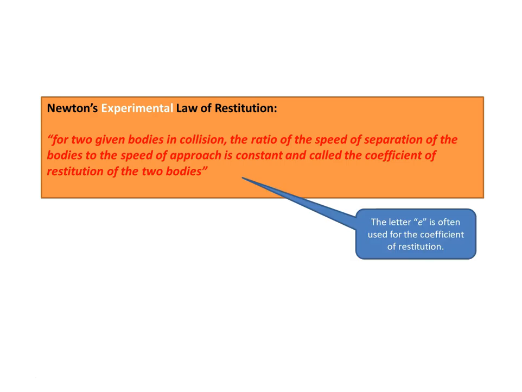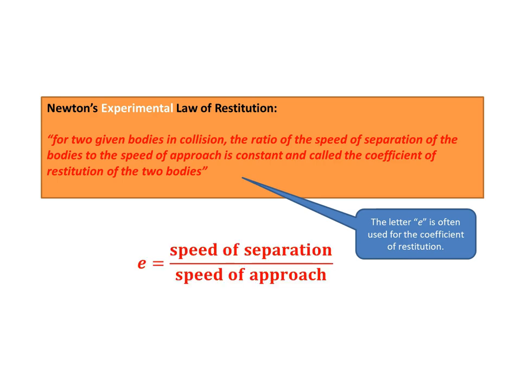We often use the letter e when we want a letter for the coefficient of restitution, but note that this letter e in mechanics is completely different from the 2.718 that you probably have met by now in your pure maths. So we've got e is the speed of separation divided by the speed of approach.